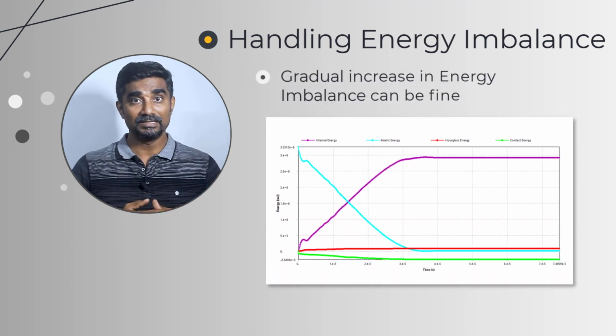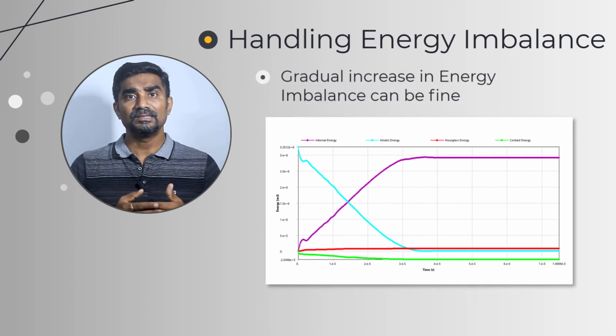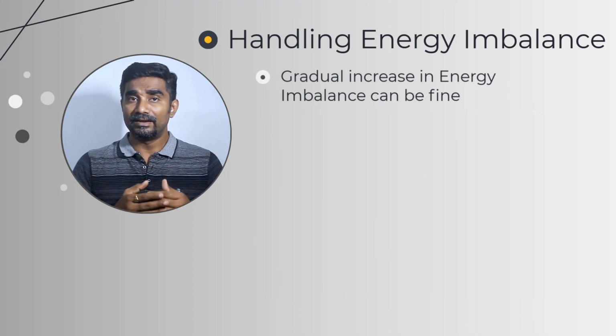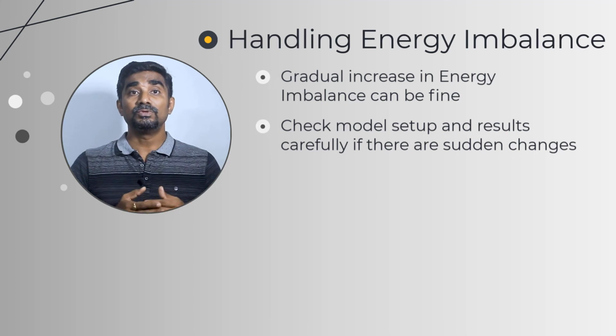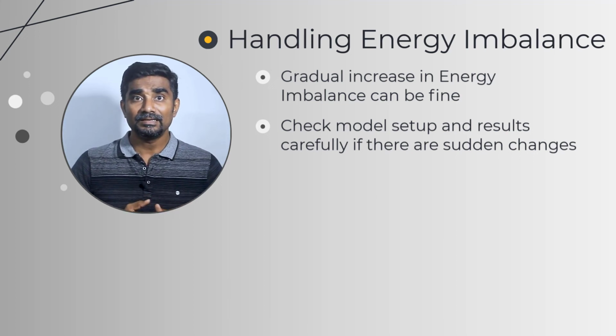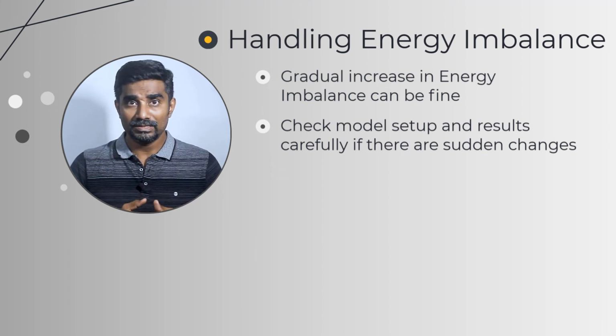If the energy imbalance gradually increases, usually the results can be fine. But if the energy imbalance goes up very quickly in very few cycles, the user needs to examine the results and the model setup very carefully since it usually indicates the problems with the model setup or the solutions.